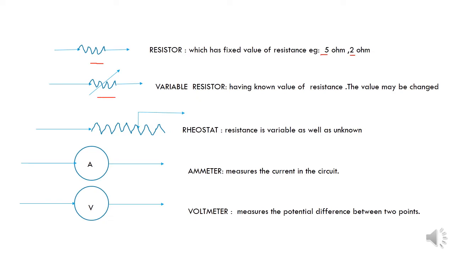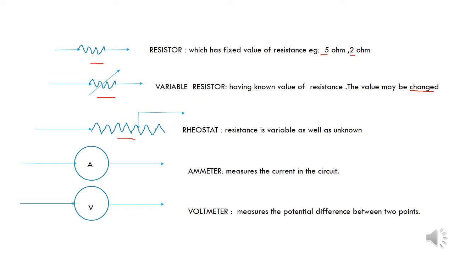This is the symbol of a variable resistor, which means the value of the resistor, that is 2 ohm or 5 ohm, whatever we are saying, we can change, and that changed value we are able to know whether it is 5 ohm or 2 ohm or 7 ohm or 10 ohm. This is the symbol of variable resistor.